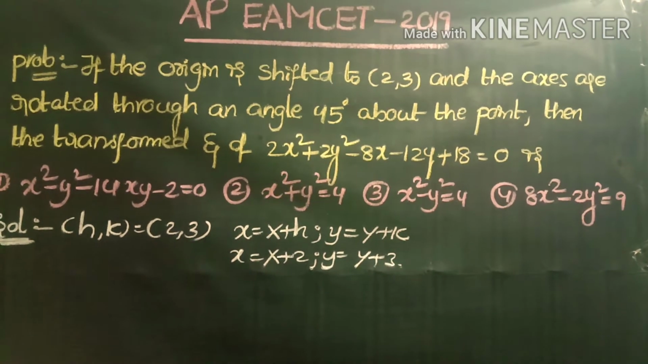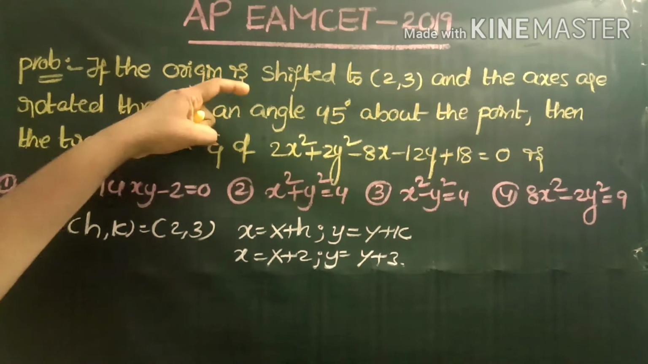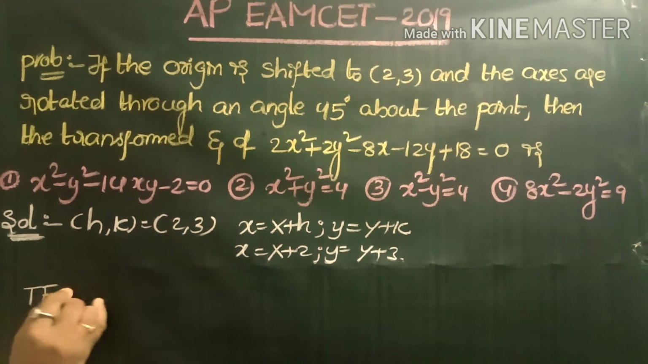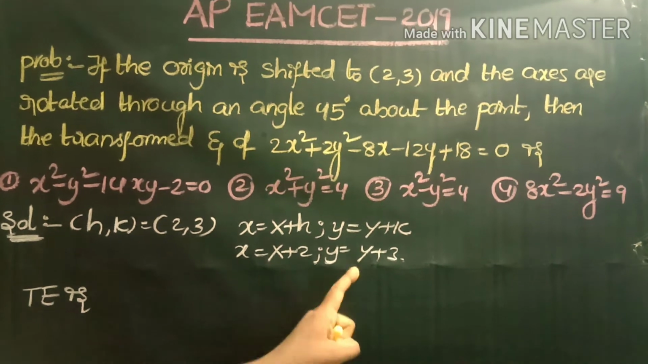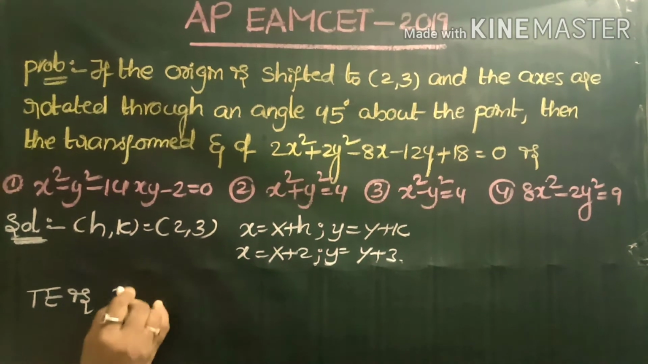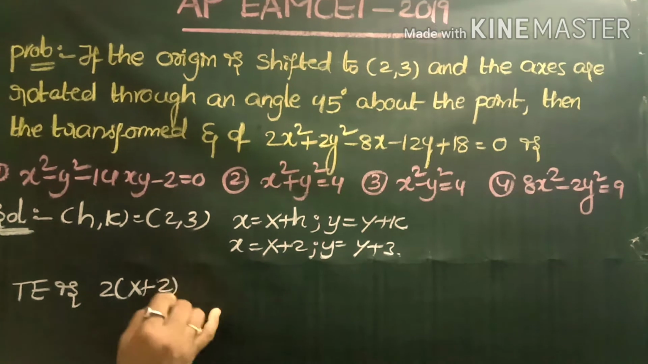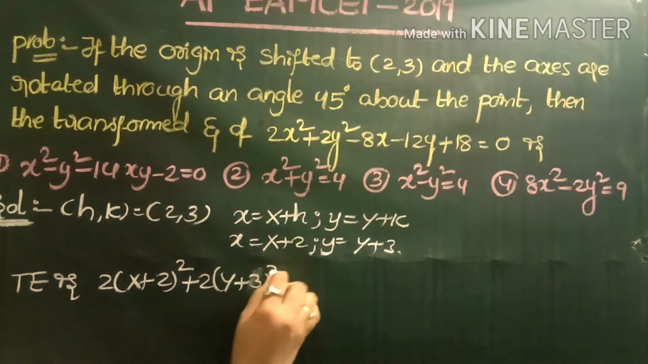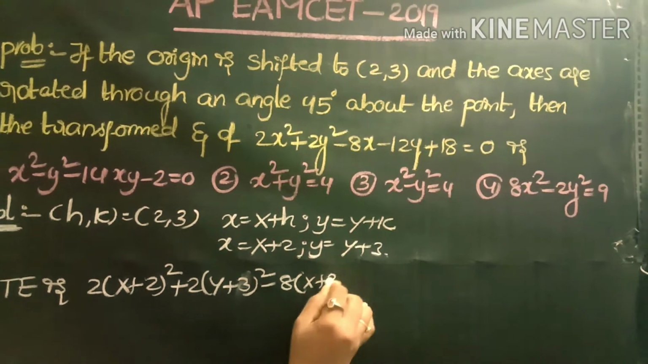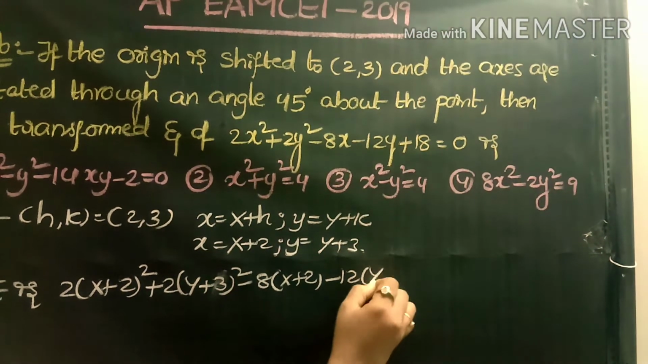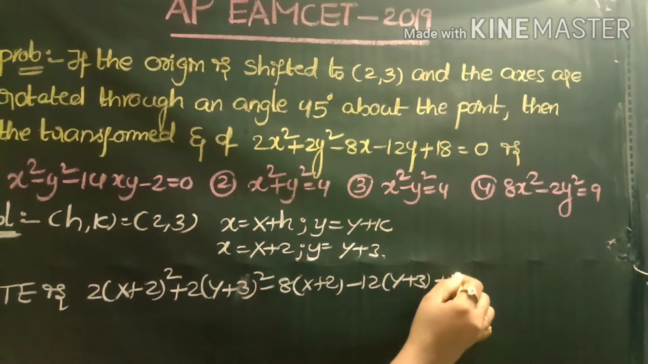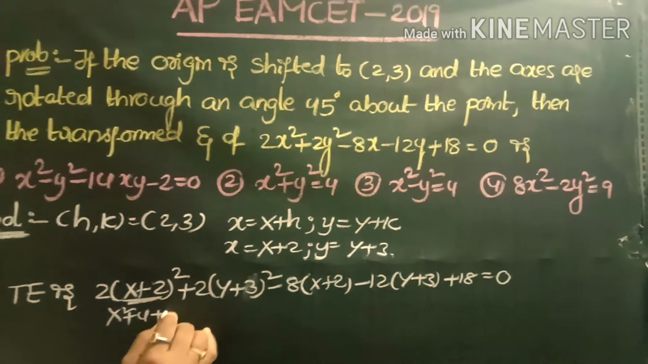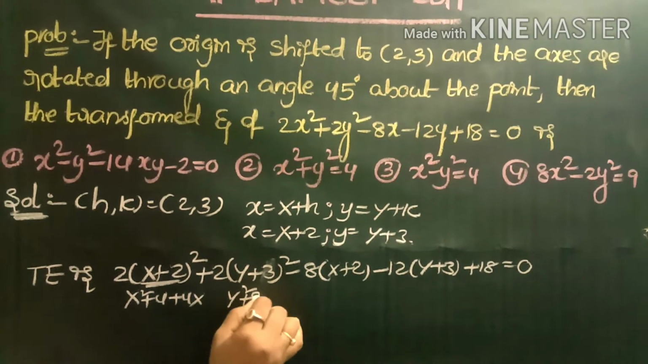Now first we are finding the transformed equation by the translation of axes only. That is, the transformed equation means we are substituting these two values in the given equation. Then it becomes 2 into (X plus 2) whole square plus 2 into (Y plus 3) whole square minus 8 into (X plus 2) minus 12 into (Y plus 3) plus 18 is equal to 0. Now this is X square plus 4 plus 4X and this is Y square plus 9 plus 6Y.